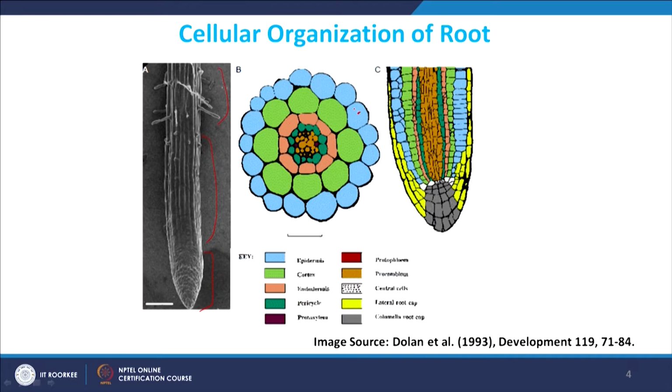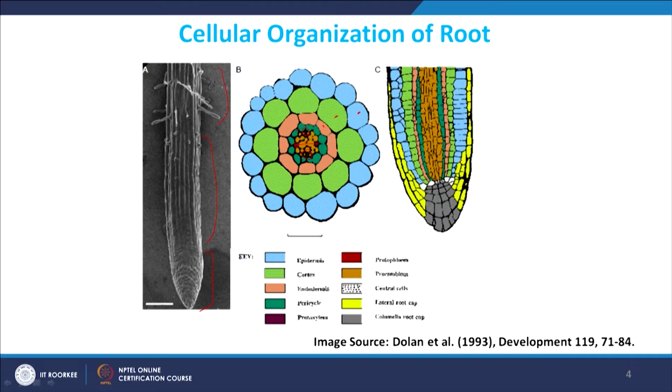The outermost layer is the epidermis, then you have a layer of cortex, then endodermis, then the pericycle. In the pericycle there is a xylem axis, so this is protoxylem, this is metaxylem, and then at two poles you have phloem poles where you have sieve elements as well as companion cells, and then you have some procambium cells.